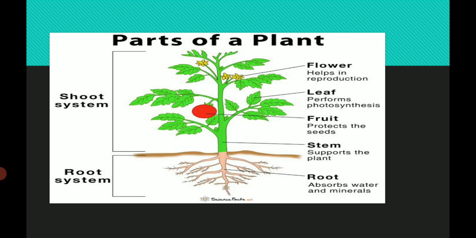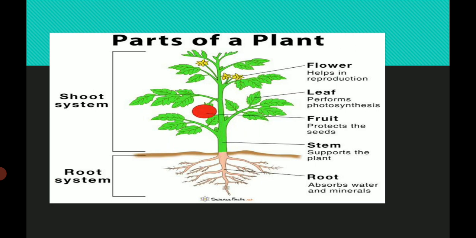Root helps plants to get water and minerals. Root absorbs water and minerals. So now all of you understood what is the function of root? Root absorbs water and minerals from where? From the soil. And after that it is carried to the stem, and then with the help of the stem, water and minerals are carried to the leaf and other parts of the plant. Stem also supports the plant.